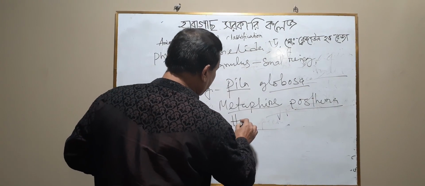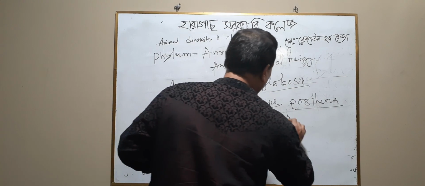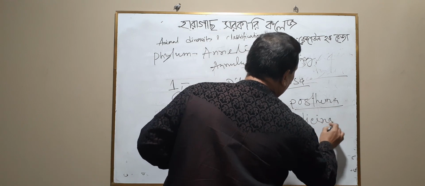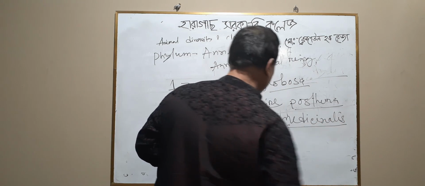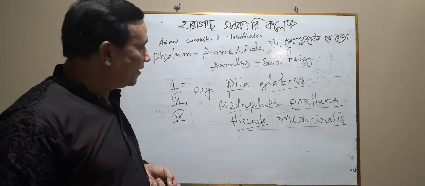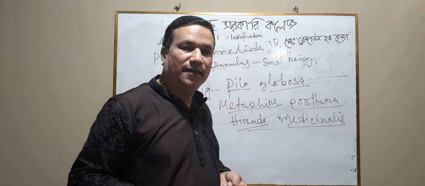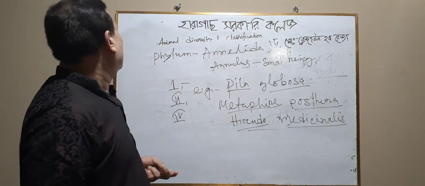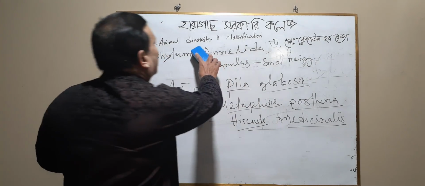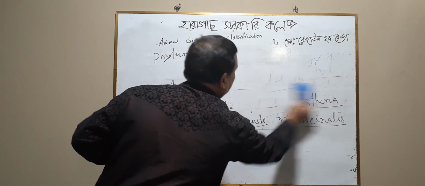Hirudo medicinalis. English name leech. Major phylum number 7, Arthropoda.